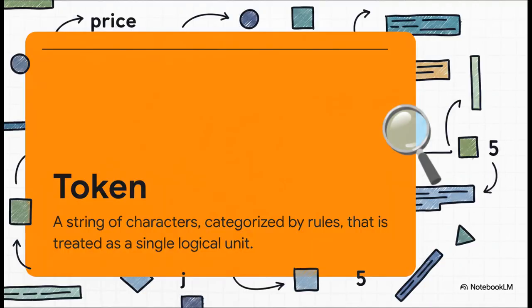And these little chunks, they have a name. They're called tokens. Now here's the really important part. A token isn't just the string of characters, like price. It's the string plus a category. So price becomes an identifier token. The character 5 becomes a number token. This whole process of grouping and categorizing is how the code starts to get some real structure. It's like building up the basic vocabulary.